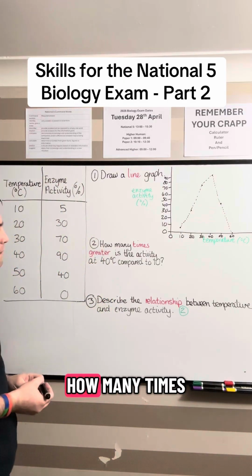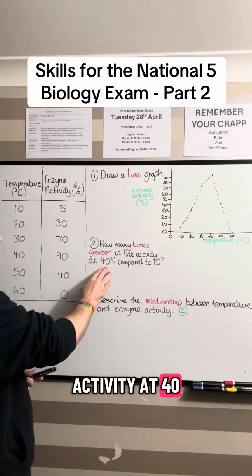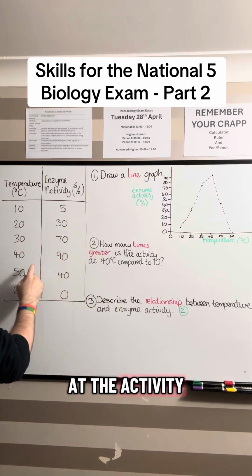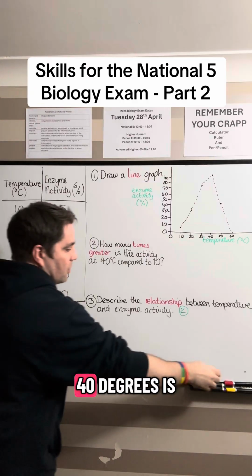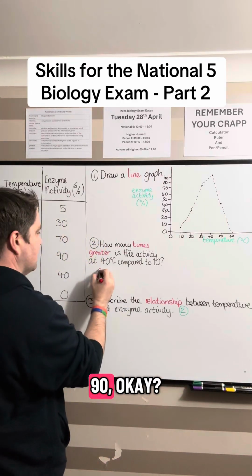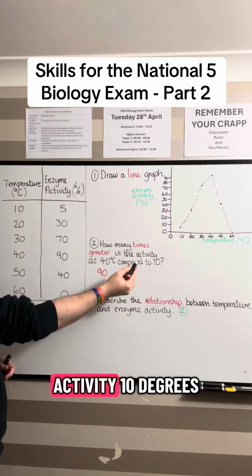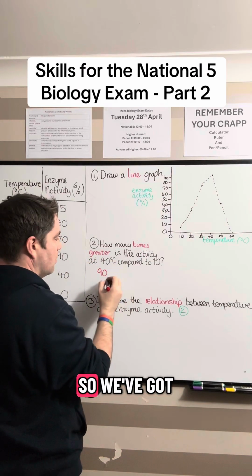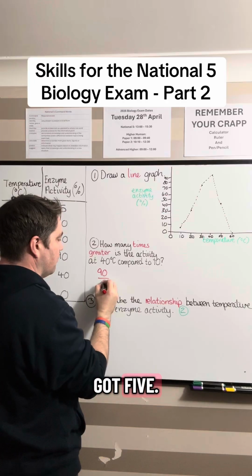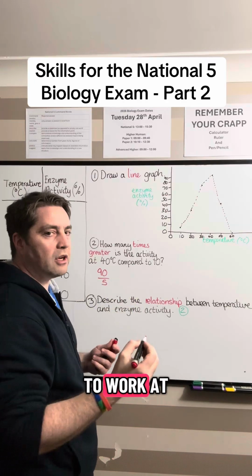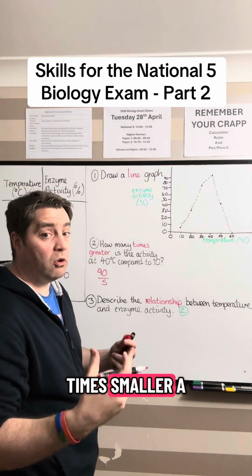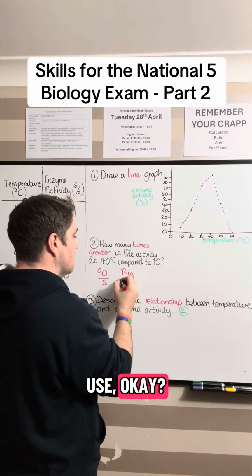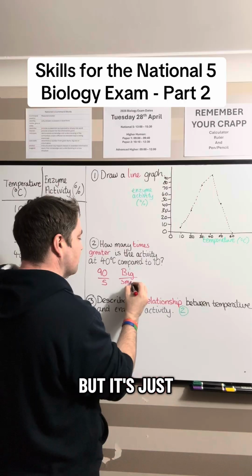Okay, question 2. How many times greater is the activity at 40 degrees compared to 10 degrees? Well, let's look at the activity at 40 degrees. Now, the activity at 40 degrees is 90. The activity at 10 degrees is 5. So, we've got 90 and we've got 5. Now, in order to work out how many times greater or how many times smaller a number is than another one, this is the little formula you use. It's not much of a formula, to be honest, but it's just a little way to remember it.